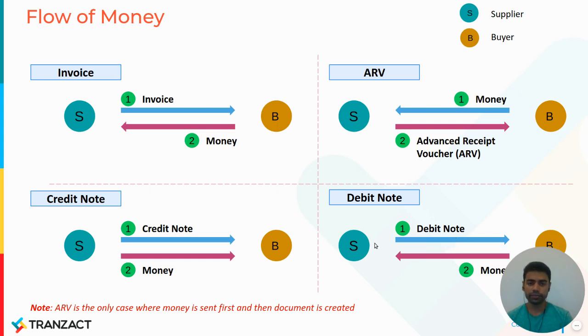In case of a debit note, the supplier sends the document debit note to the buyer and the buyer sends the money to the supplier. So out of these four cases, we can see that in case of ARV, first the transfer of money happens and then the document is created. In all other cases, you can see first the document is sent and then money is transferred. And in case of credit note, the money flows from supplier to buyer. In all other cases, the money flows from buyer to supplier. So these are two unique cases that we need to keep in mind.